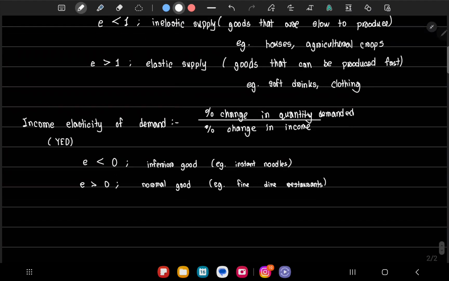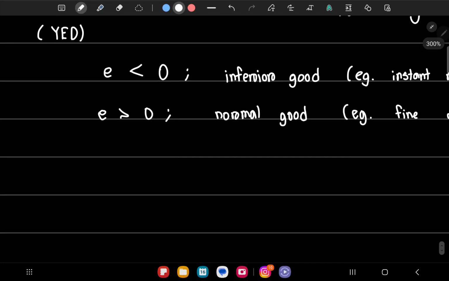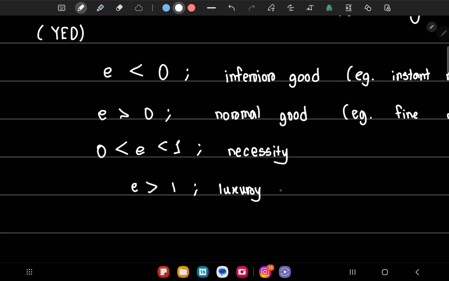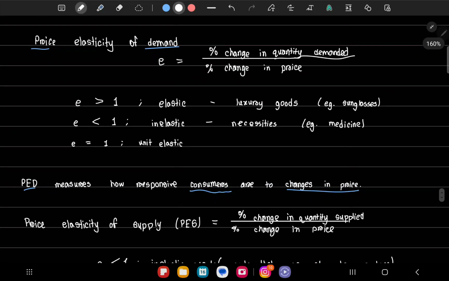Well, for income elasticity, we also have this part over here. So if the elasticity is between 0 to 1, it's a necessity. Whereas if it's greater than 1, it's usually a luxury good. This is the same as the price elasticity over here. So if it's less than 1, it's a necessity. If it's more than 1, it's a luxury good.